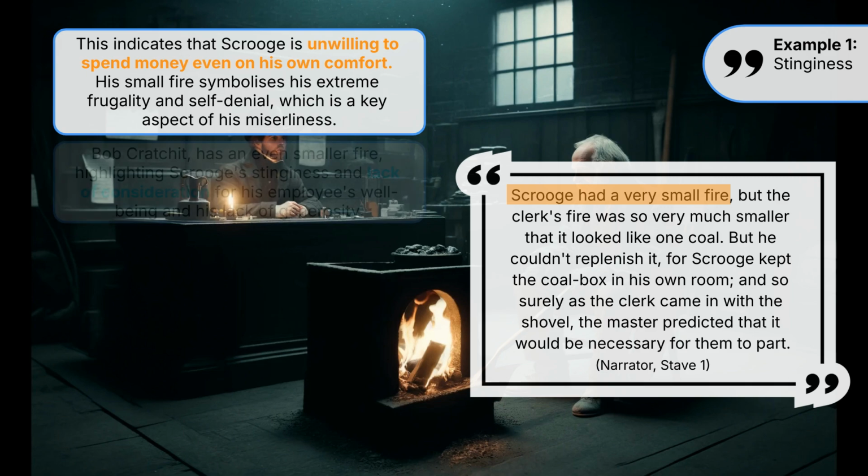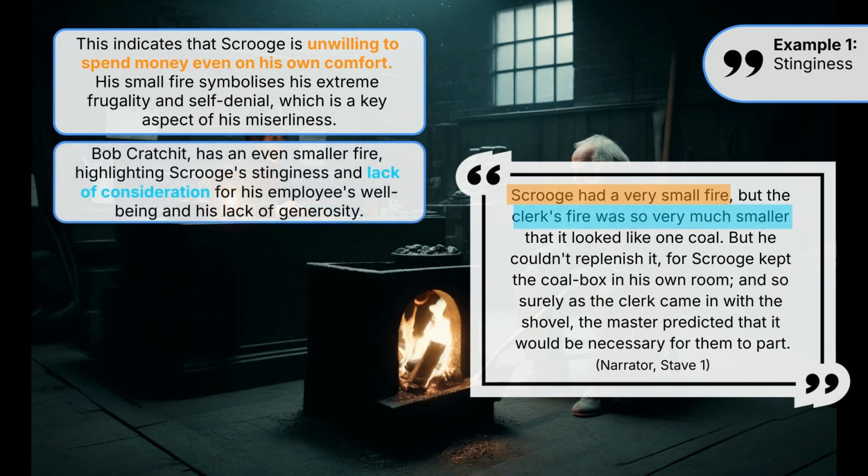The clerk, Bob Cratchit, has an even smaller fire, described as so small that it looked like one coal. This highlights Scrooge's stinginess and lack of consideration for his employees' well-being. By providing Cratchit with such inadequate heating, Scrooge's unwillingness to spend money is not just self-directed but extends to others, demonstrating his overall lack of generosity.